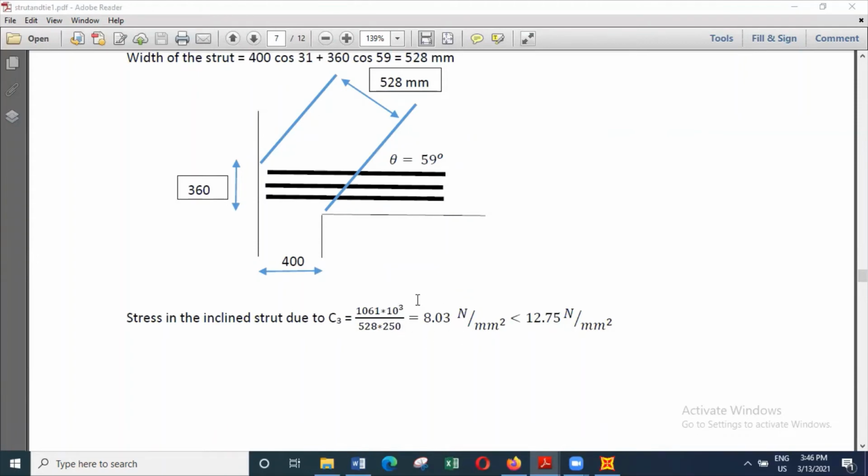That gives us a stress of 8.03, and that is less than 12.75, so that is allowed. So basically you can see that this particular arrangement will not have any problem. So we can just provide the nominal reinforcement that is recommended for a deep beam or a wall, depending on whether you are designing a deep beam or a wall.